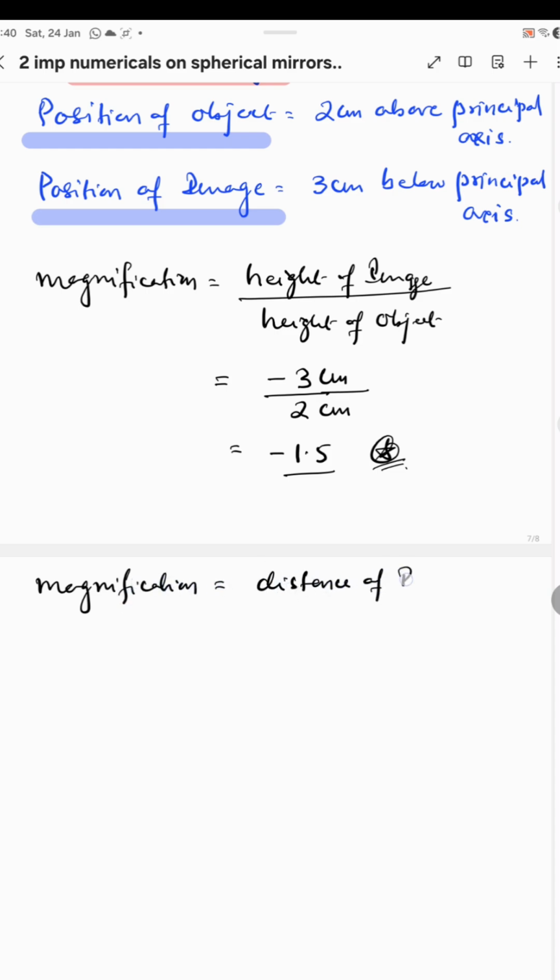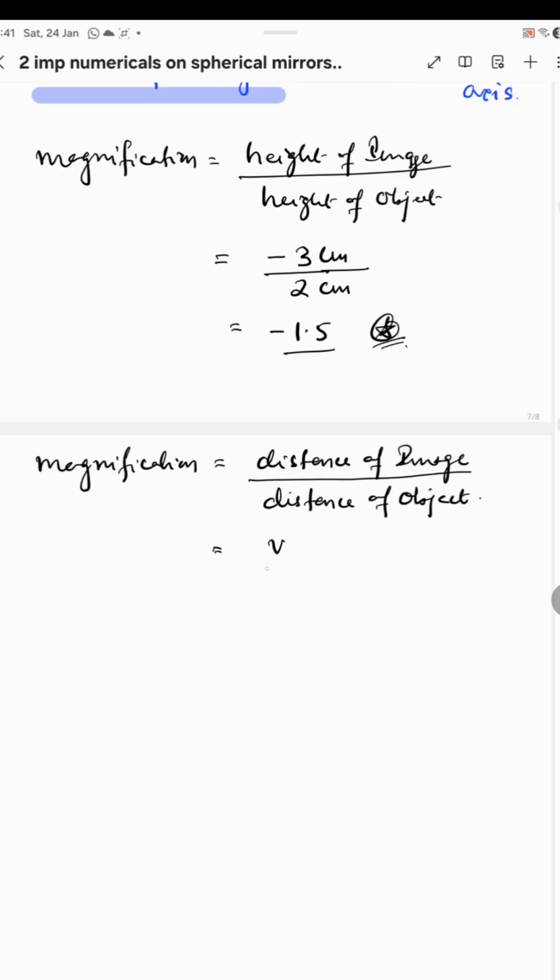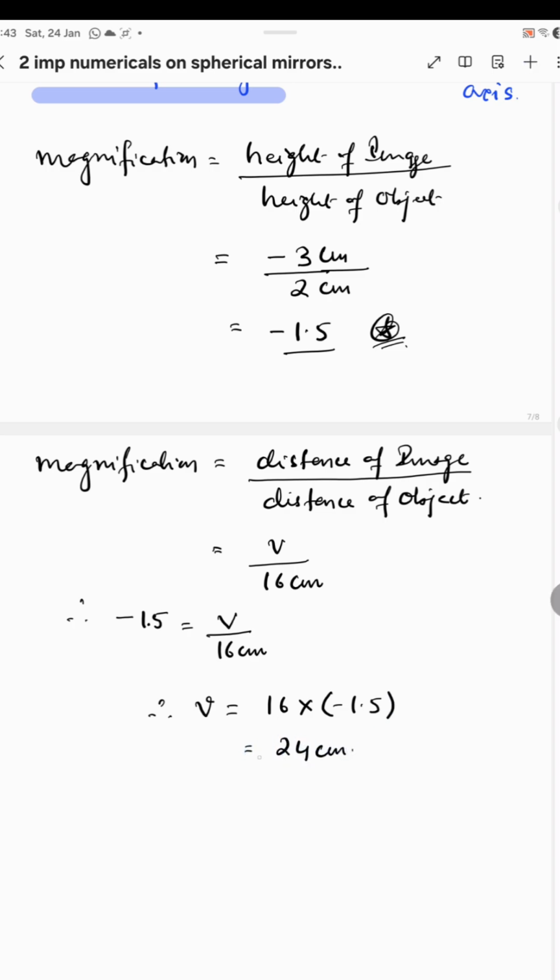Now let's substitute the values and do the calculations. So we get v is equal to 16 into minus 1.5, that is minus 24 centimeters. So the image is also formed on the left side of the mirror.